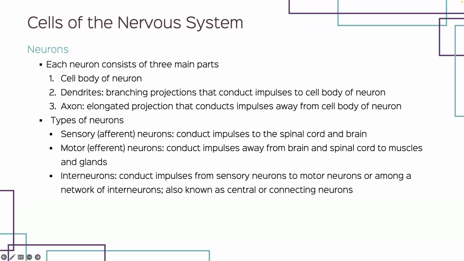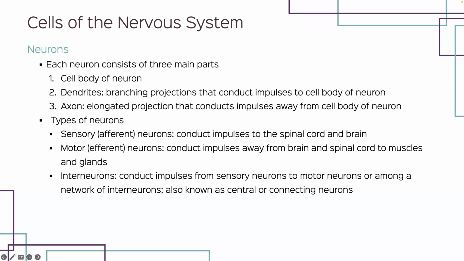So, as we've talked about previously, neurons will conduct our impulses. Each neuron consists of three different parts. A main part of the neuron is called the cell body, and then one or more branching projections called dendrites, and then one elongated projection known as the axon. Dendrites are the processes or projections that carry impulses to the neuron cell bodies, and axons are the processes that carry impulses away from the neuron cell bodies.